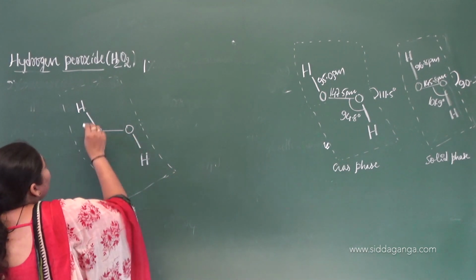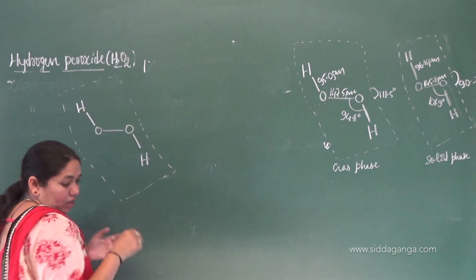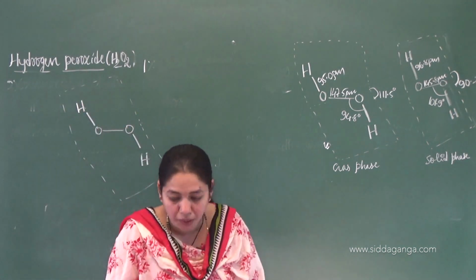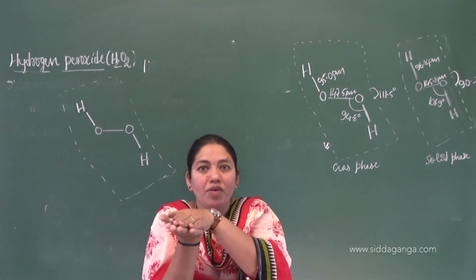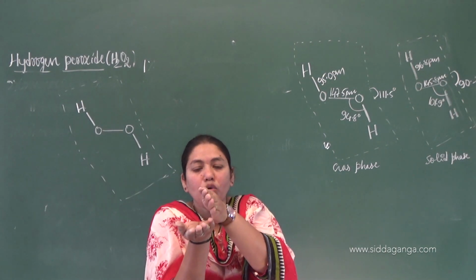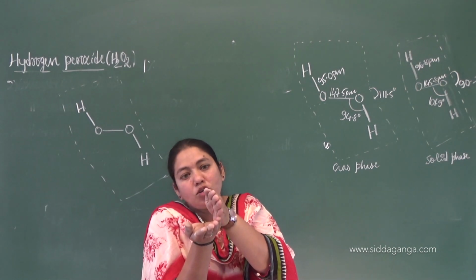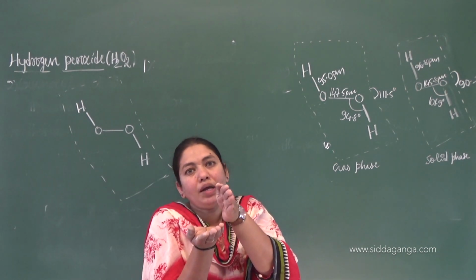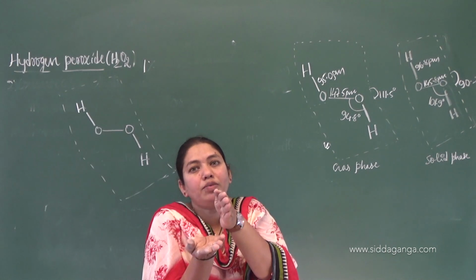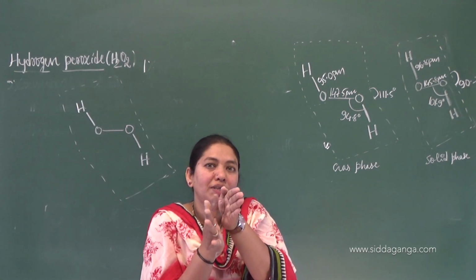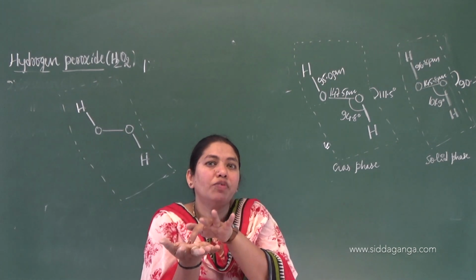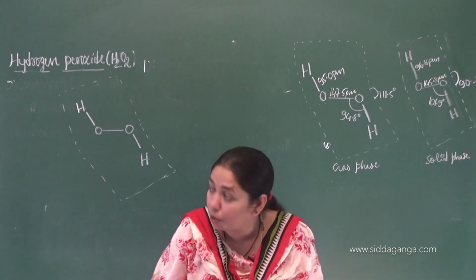So that means, you can see that it is just like an open book. If you open a notebook, the structure will be like this. One half of the book will be at the top and the remaining half at the bottom. So one hydrogen will be present on one half and another hydrogen on the other half of the book, right?